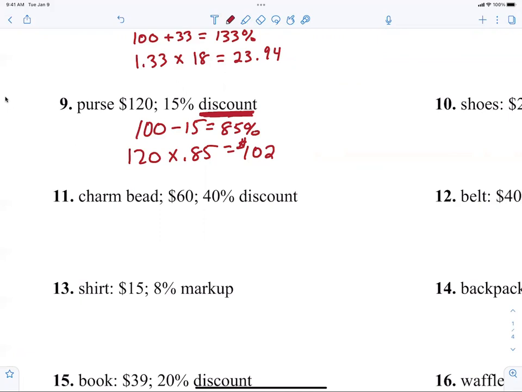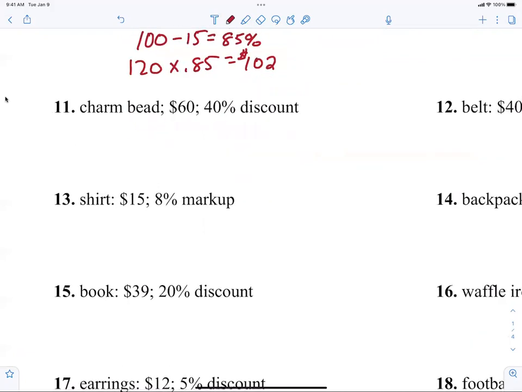All right, going around the room. Charm B is $60 and it's a 40% discount. So what we do is 100 minus 40, which is 60. And that equals 0.6 or 0.60, whatever you want to put it as. Then we multiply $60 times 0.6, whichever works for you. So 60 times 0.6, and we get $36. Very good. Perfect explanation. Now remember, you're supposed to speak up. This is super important.